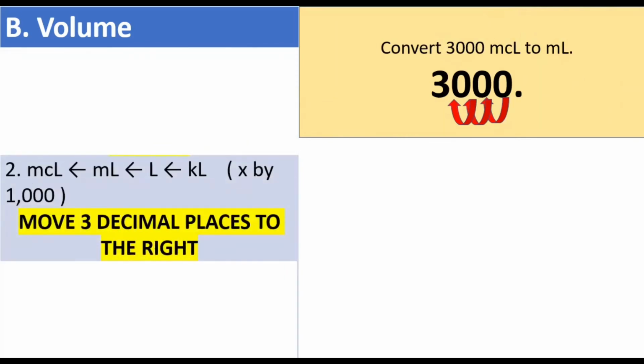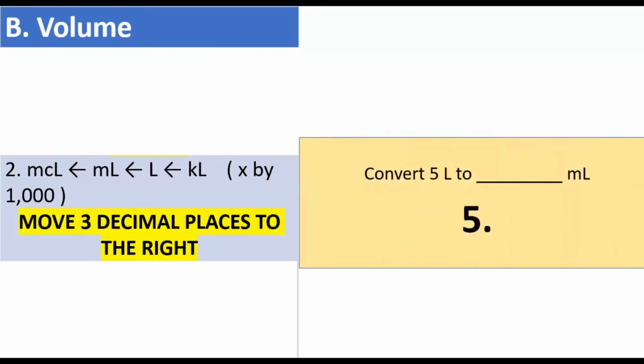And when doing the other way around, from a bigger unit to the next smaller unit of measurement, you need to multiply it by 1,000 or move 3 decimal places to the right. For example, convert 5 liters of fluid to milliliter. So move 1, 2, and 3 and add zeros. It will give you 5,000 ml.